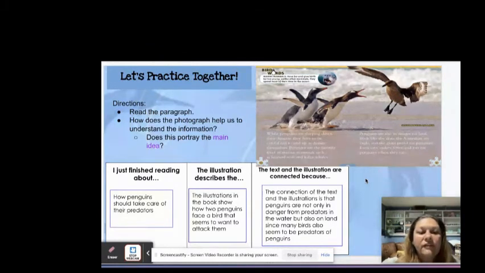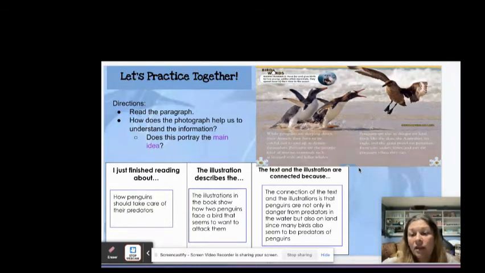Directions. Read the paragraph. How does the photograph help us to understand the information? Does it portray the main idea? All right, let's take a look. While penguins are slurping down their dinners, they have to be careful not to end up as dinner themselves. Penguins are the favorite food of marine mammals such as leopard seals and killer whales. Penguins are also in danger on land.